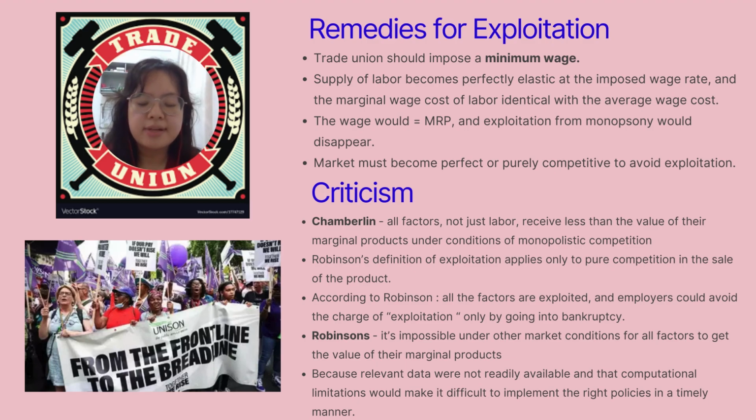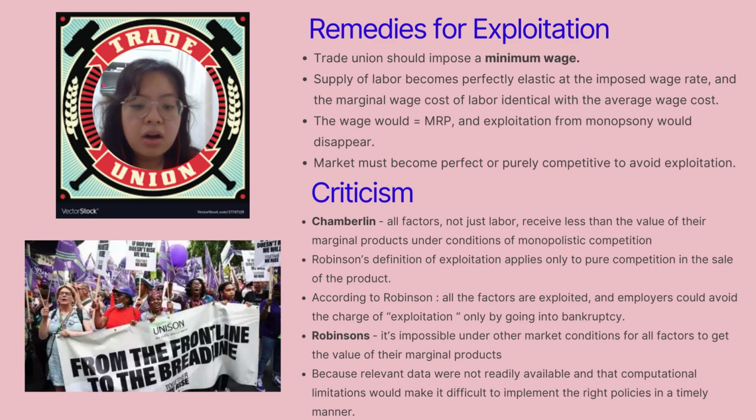This theory has also been criticized by a few people, so the first person is Chamberlin. Chamberlin says that all factors, not just labor, receive less than the value of their marginal product under conditions of monopolistic competition. Robinson's definition of exploitation applies only to pure competition in the sale of the product.